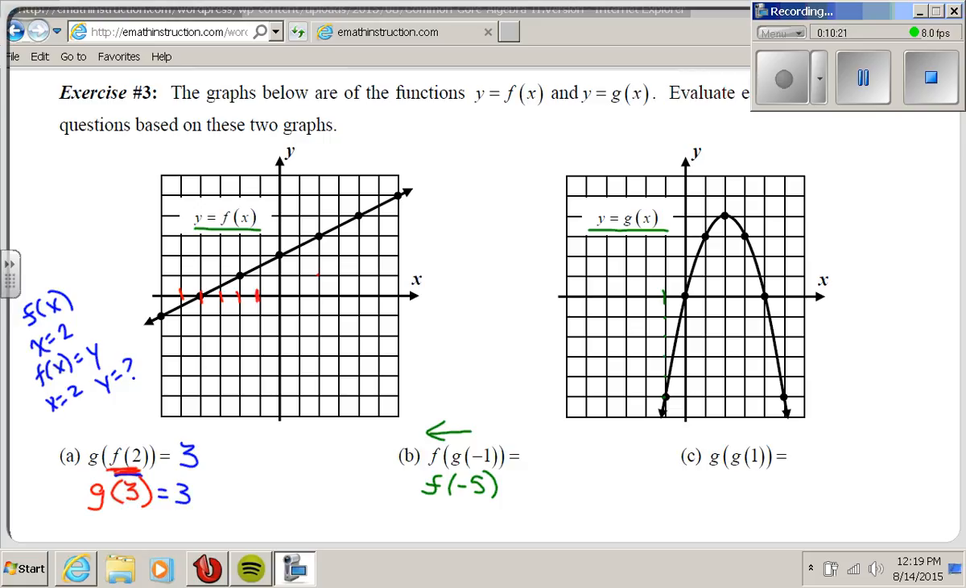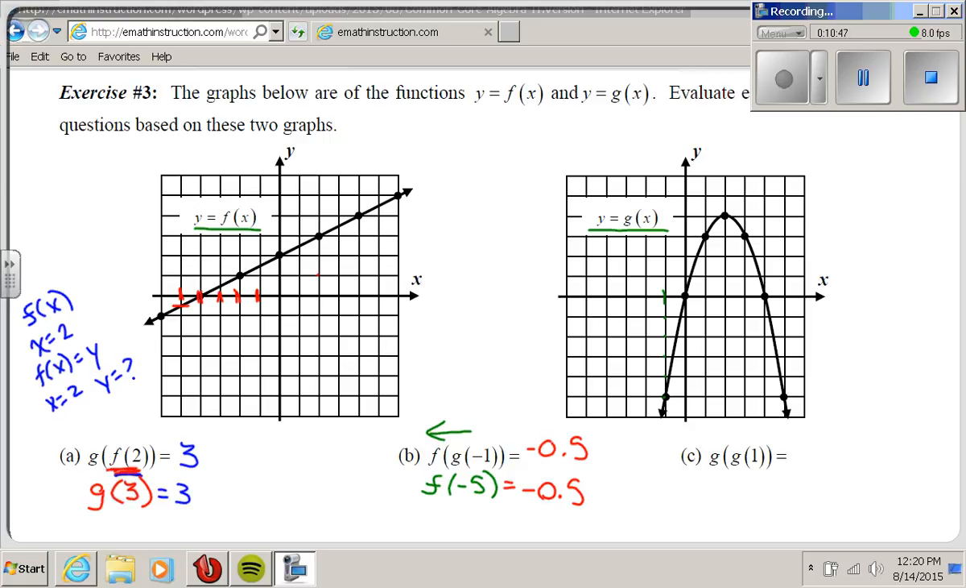So I'm going back, 1, 2, 3, 4, 5. What is my y value? It looks to be about negative 0.5. So my function, negative 0.5. Okay.